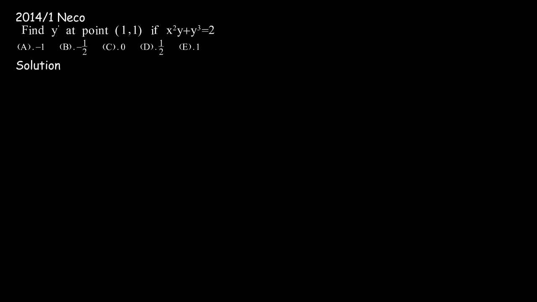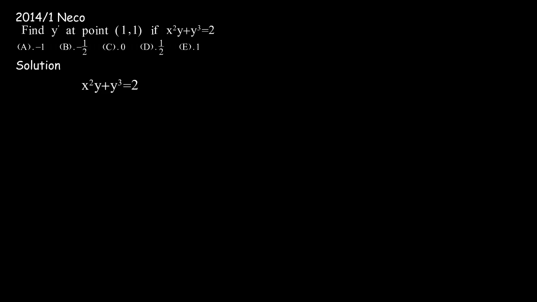We have another question that states that find y prime, that's dy over ds, at the points 1 and 1 if s squared y plus y cubed is equals to 2. And we are given the solution. Now the very first step is to write down our equation. s squared y plus y cubed is equals to 2.